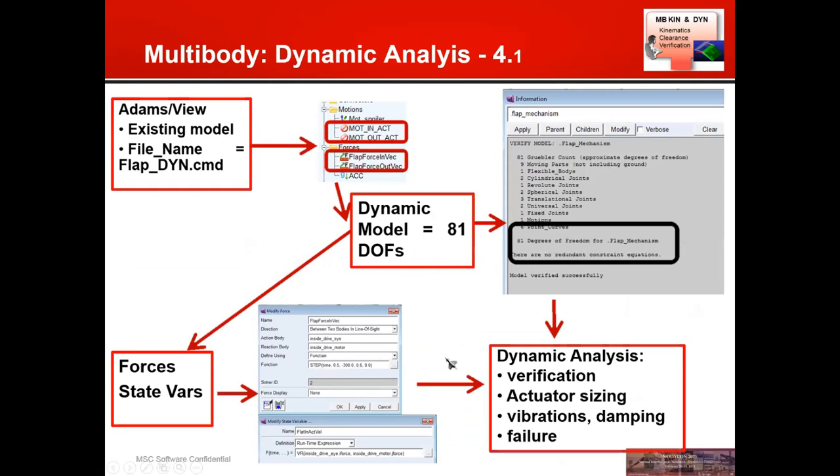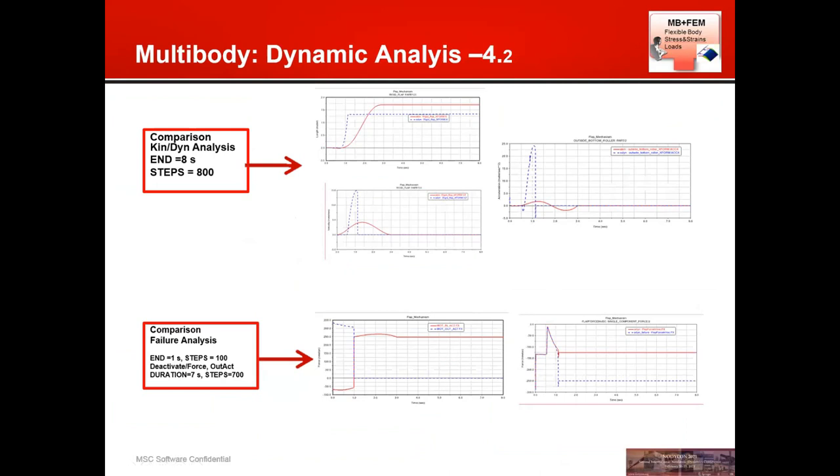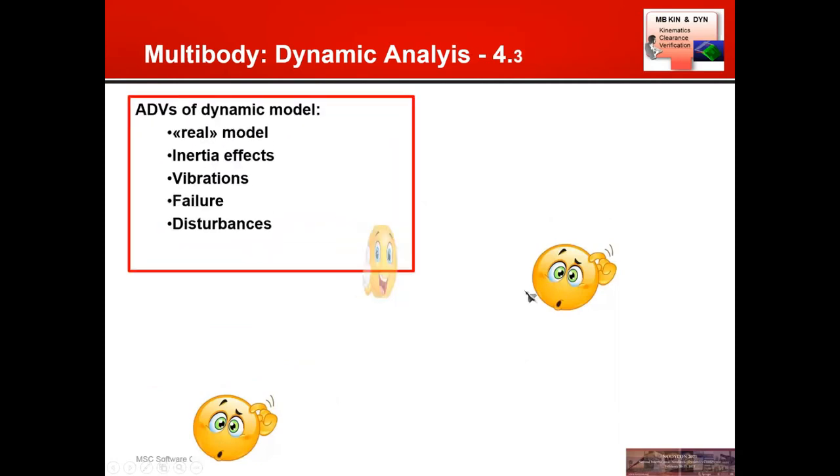So we have introduced the dynamic model, replacing the ideal motion with a more realistic actuator, and comparing the model that works and the model with failure, we can appreciate the difference between the kinematic model and the dynamic one. With the dynamic model, we can appreciate the inertia effect. We start investigating vibration. We can start investigating disturbances. That is, if you have compliance somewhere, you can have problems in the connection and in the functionality of the flap. You can have a locked up position, so the system can have a jamming position.